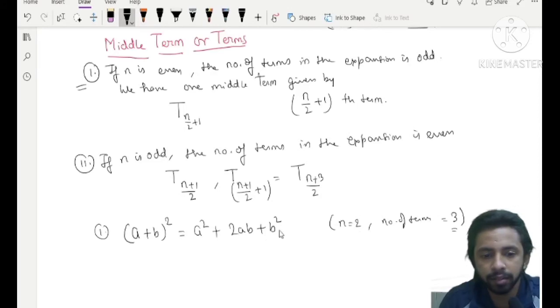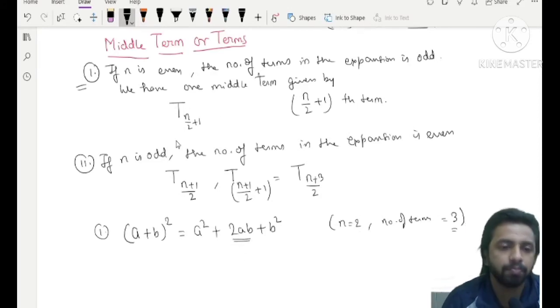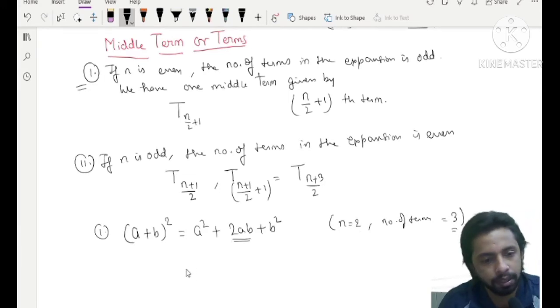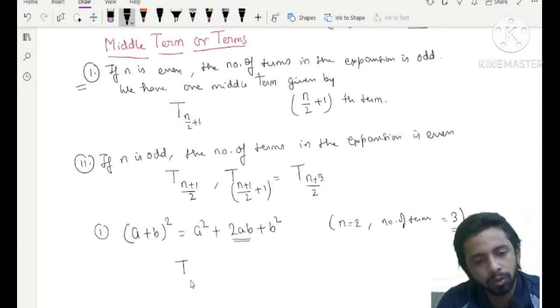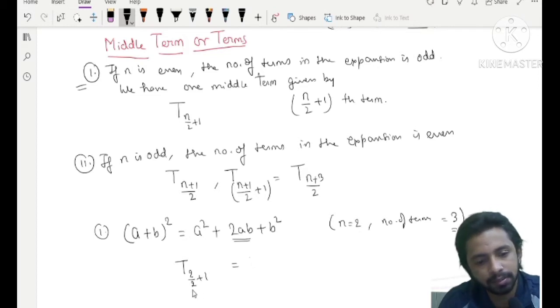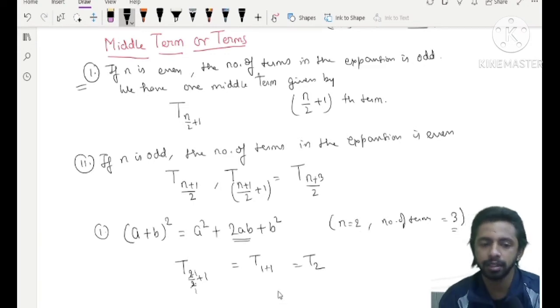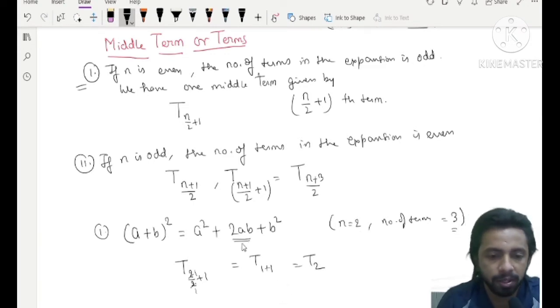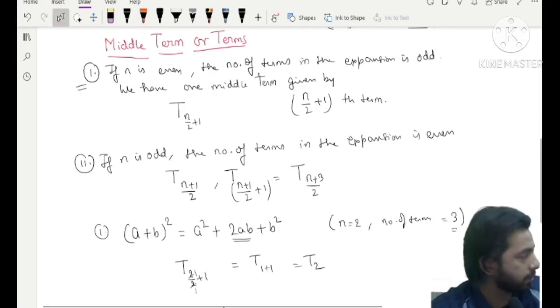What is the middle term? Easily you can say 2ab, but let's find it out by this formula. This is t. What is the value of n? n is 2. So this is 2 by 2 plus 1. This means this is t of 1 plus 1. That means the second term here is the middle term. 2ab is the middle term. Easy to determine.